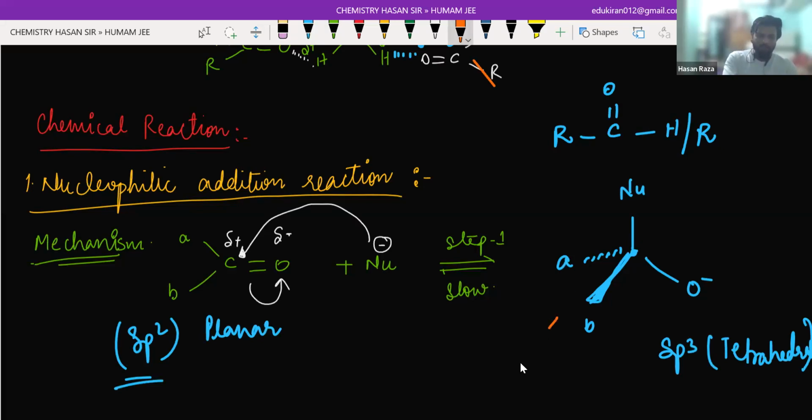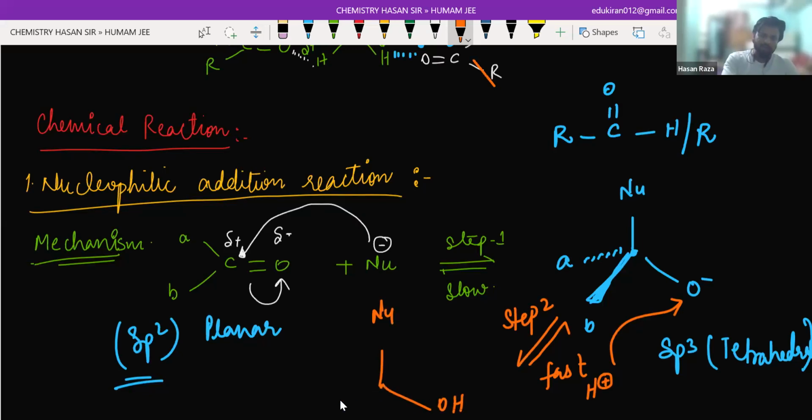Now this is your second step, step 2, and this is fast. Now we are going to react this with H plus acid. As you know, positive will go to the negative, so what we will get finally: this is your nucleophile, this becomes your OH, and this becomes your B. Are you getting my point? Yes or no? So this is also called the tetrahedral intermediate.